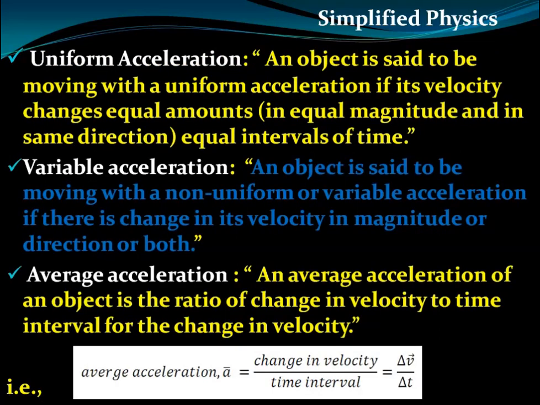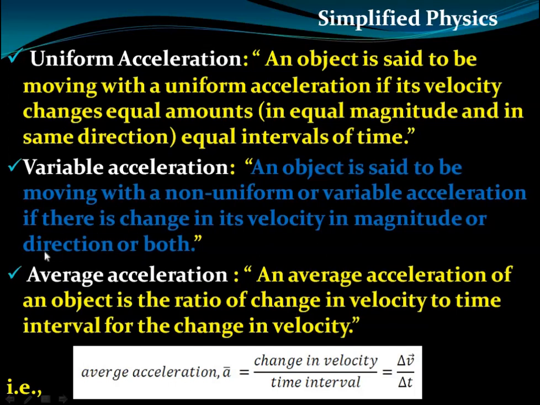What is uniform acceleration? An object is said to be moving with a uniform acceleration if velocity changes by equal amounts in equal intervals of time, in both magnitude and direction. That is called uniform acceleration.